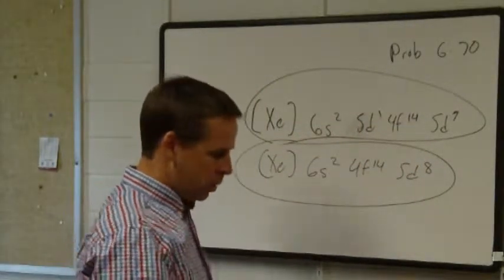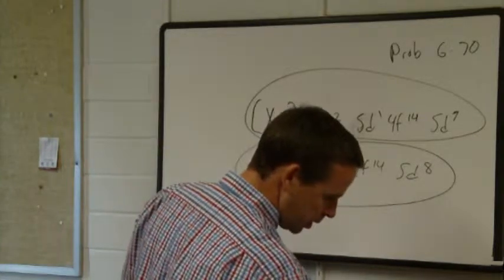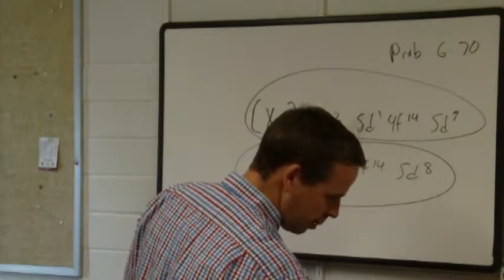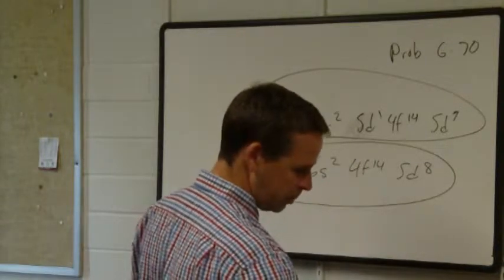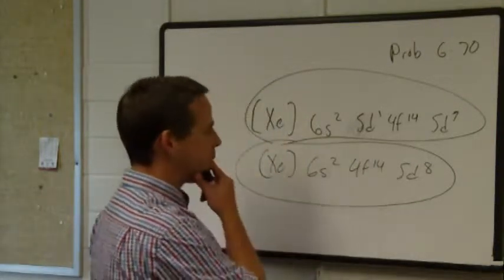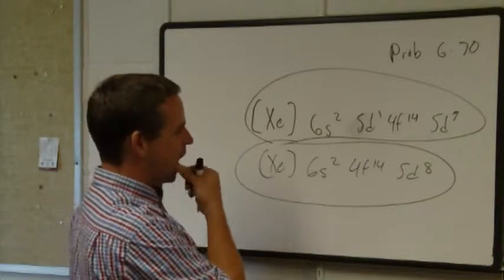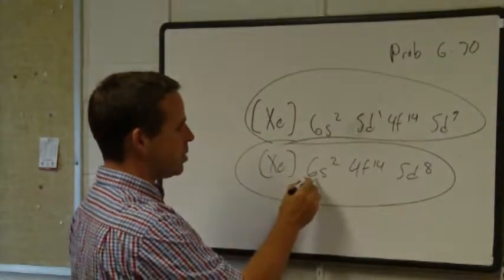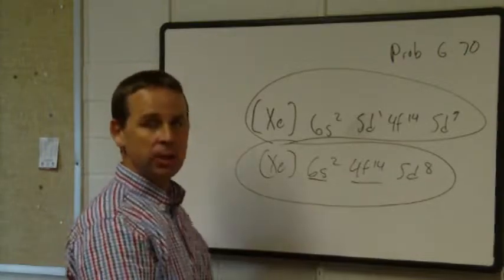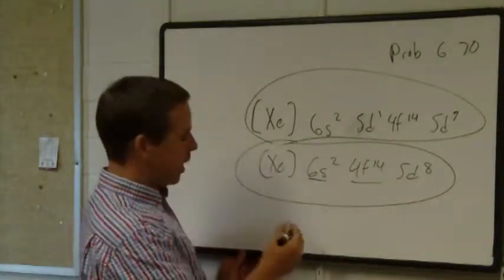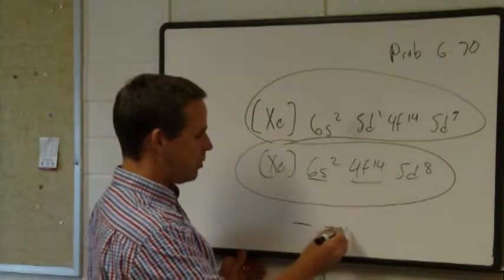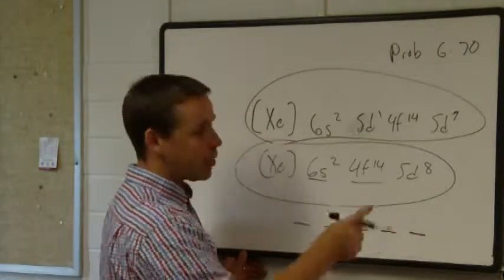All right, so then the question is, how many unpaired electrons are there in platinum? So platinum here, the 6s2 is filled up, the 4f14 is filled up, so none of those are unpaired. But the 5d8 is not filled up. In fact, what does it look like? Well, there's 1, 2, 3, 4, 5. How did I know there's 5?